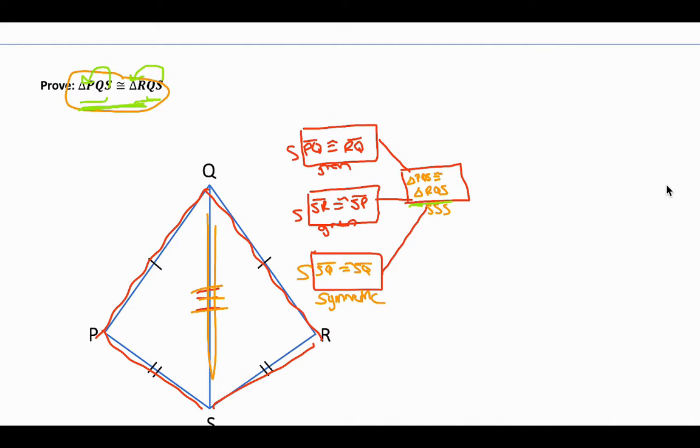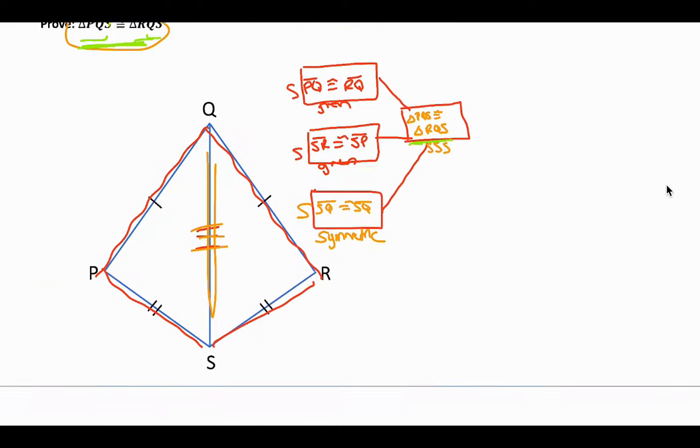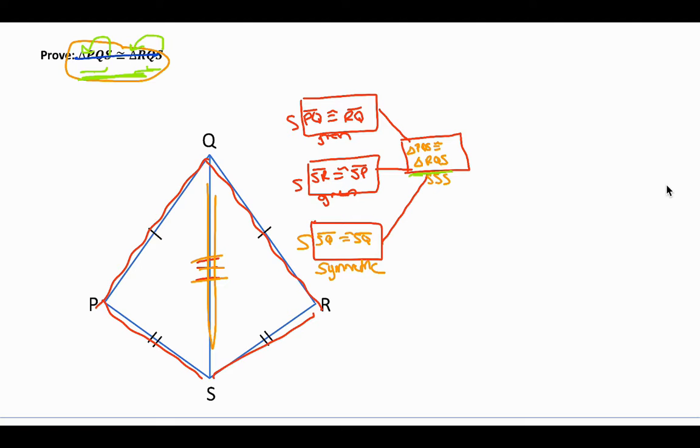If we move to the next slide, and I'm actually just going to come back and rewrite it on this one, the next proof statement they wanted us to prove here was that angle PQS and angle RQS are the same. So that would be angle PQS and RQS, and we can prove that up here. I'm just going to change our proof: that angle PQS is congruent to angle RQS. So again, that would be here and here.